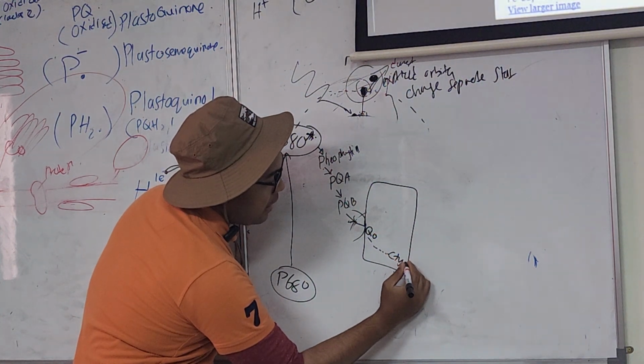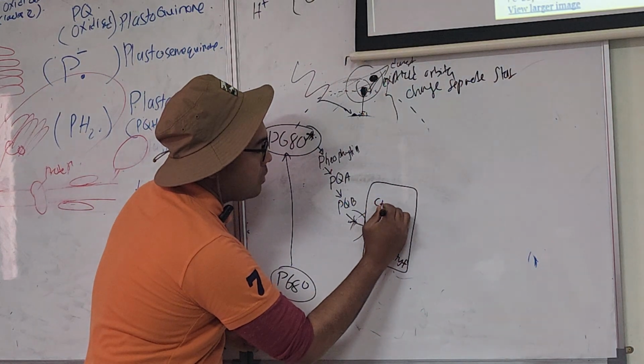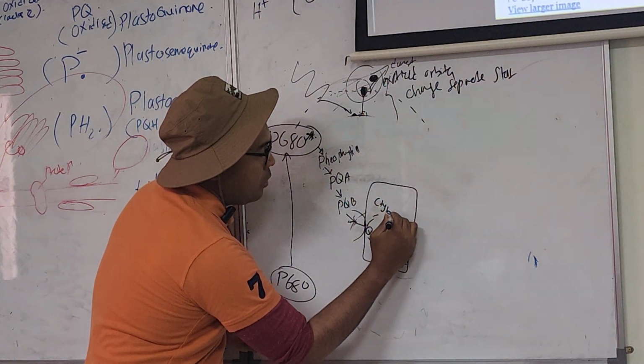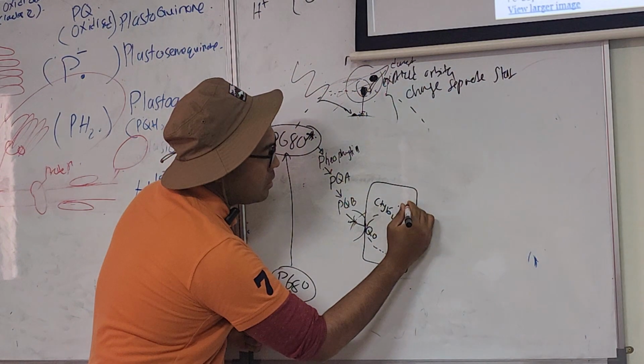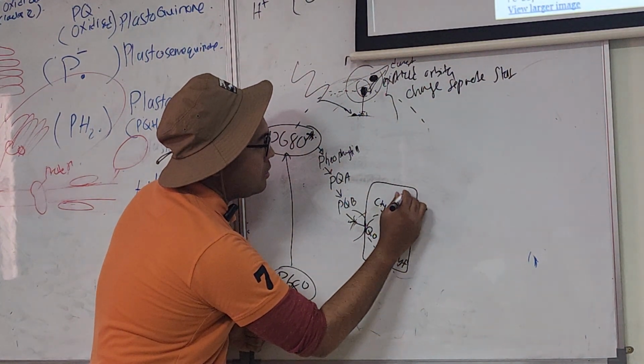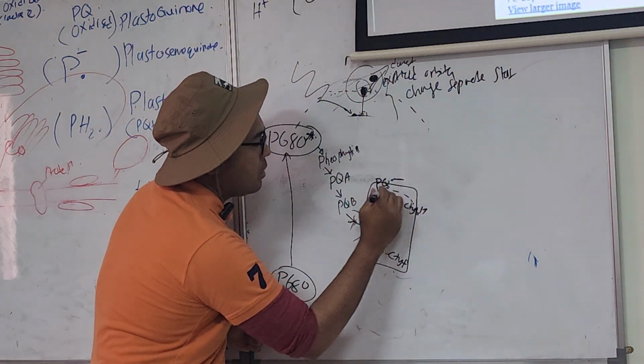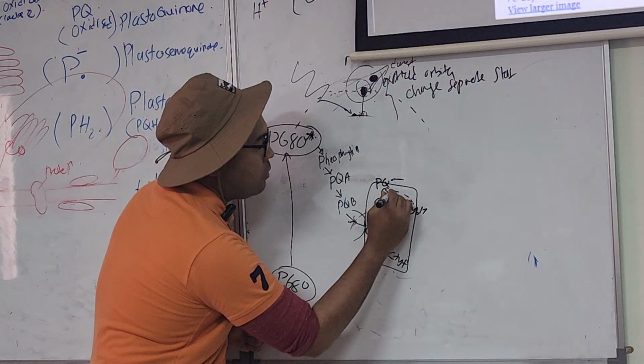Cytochrome F, if it goes up, cytochrome B lower. Cytochrome B higher. Here it can be PQ. And this is called QI.